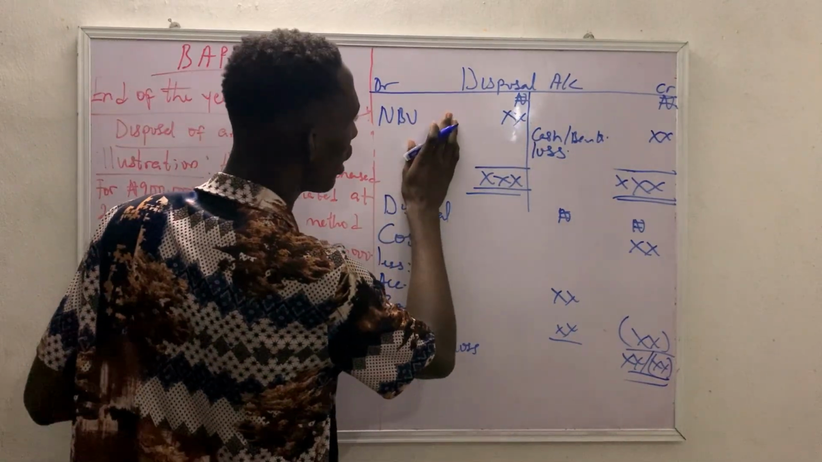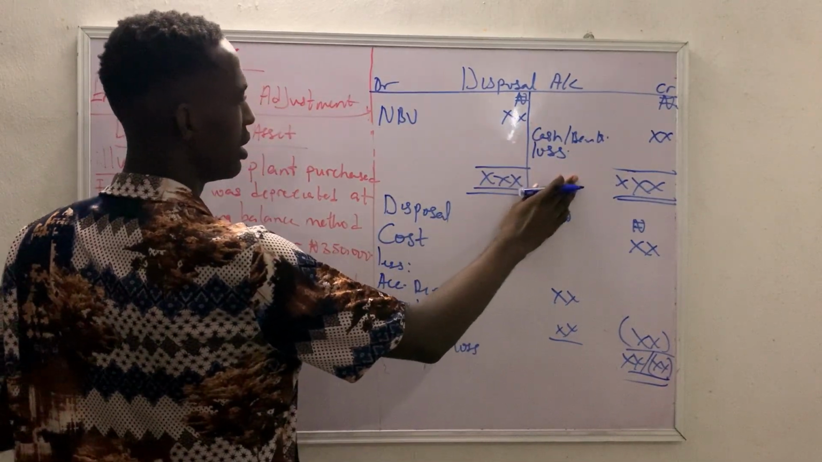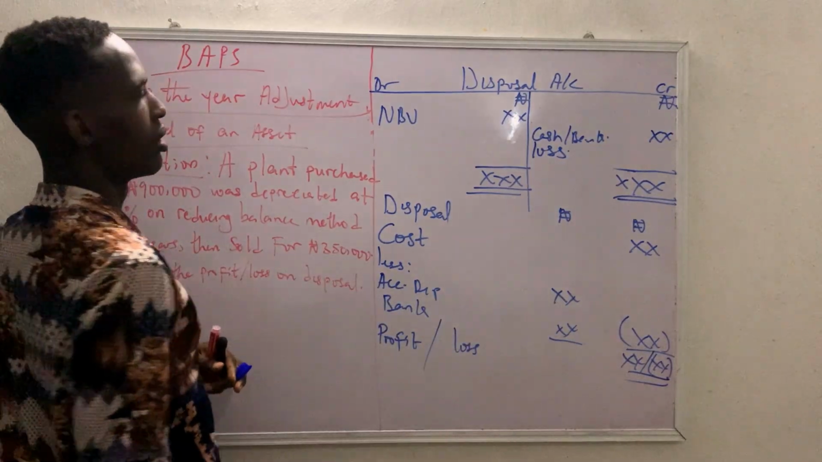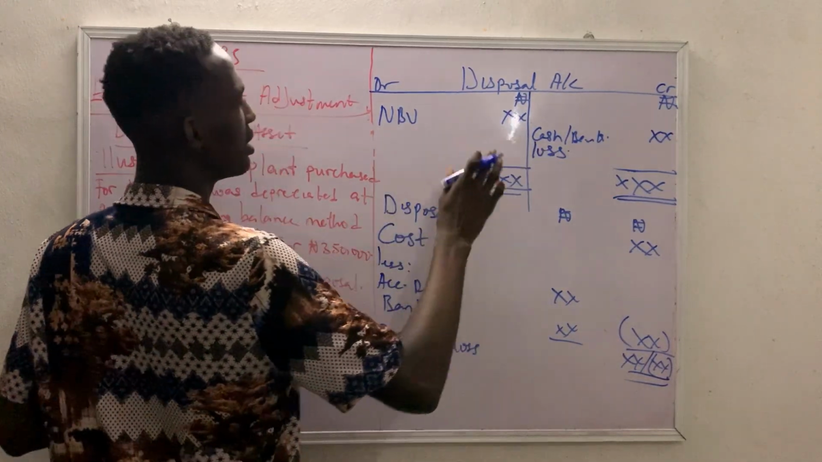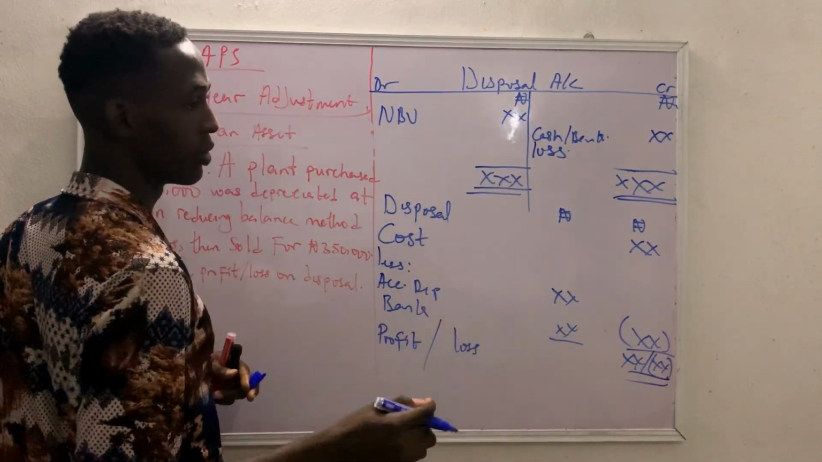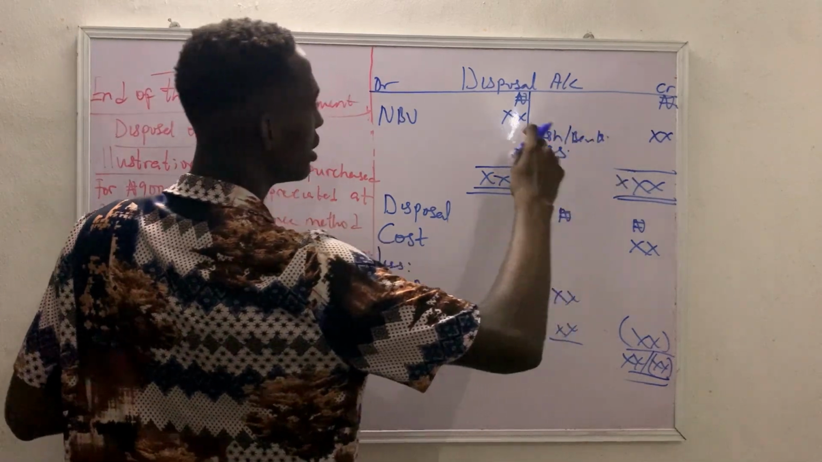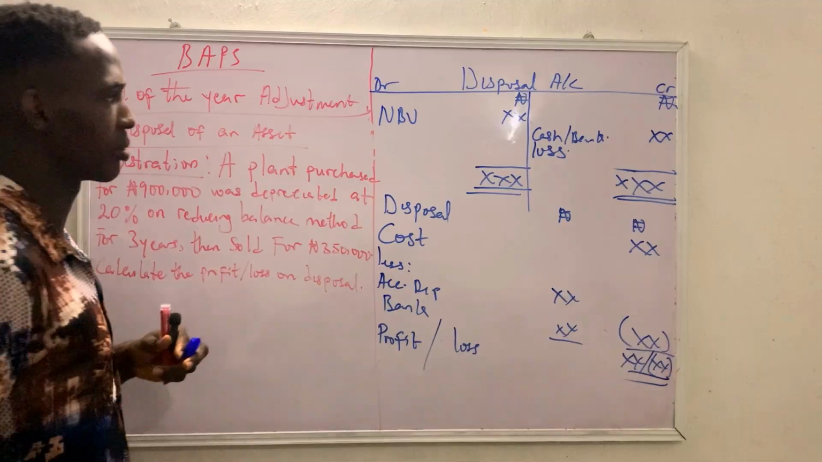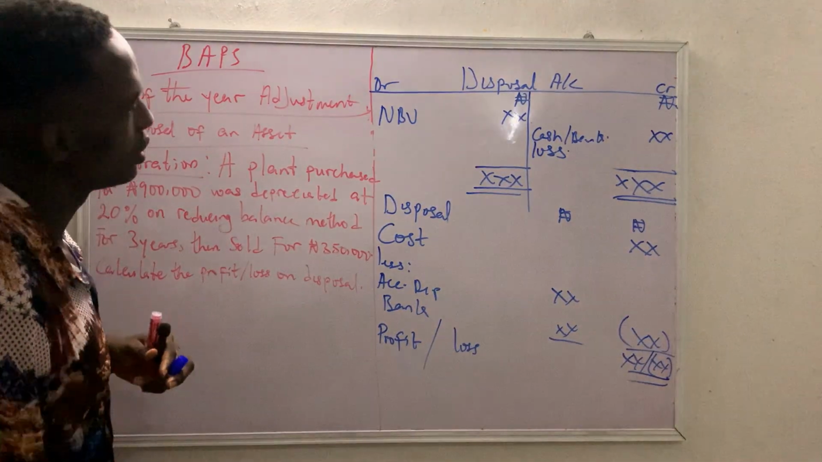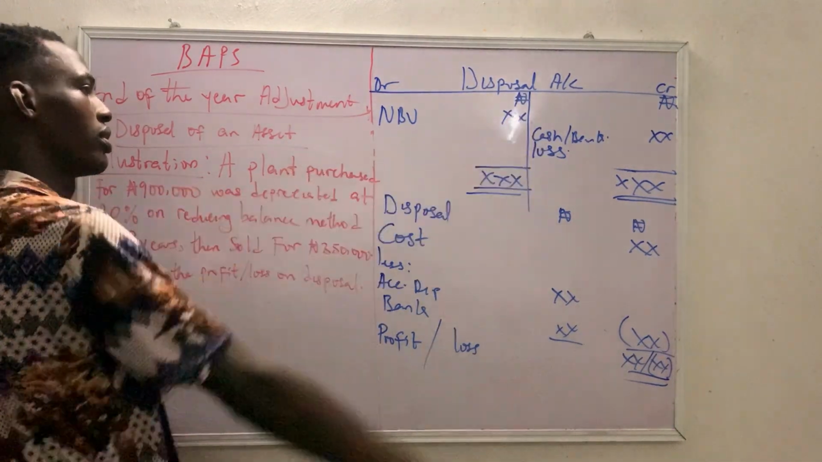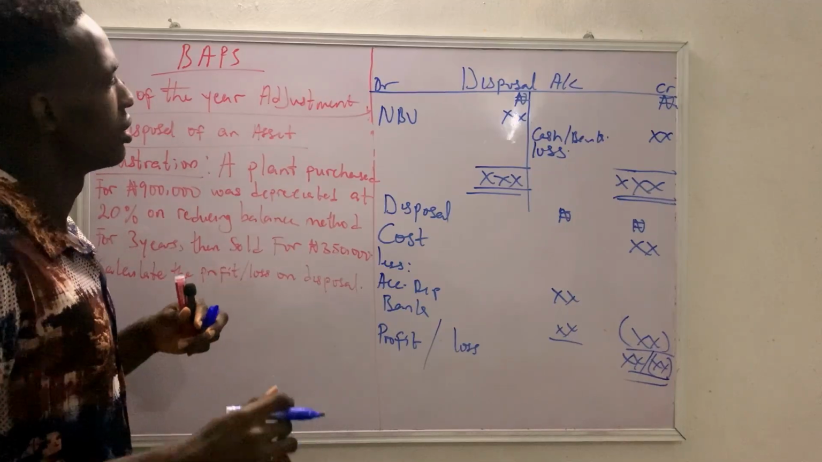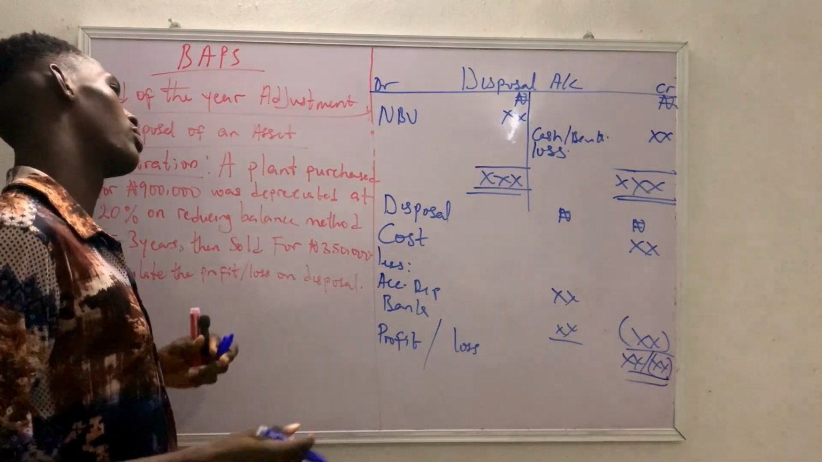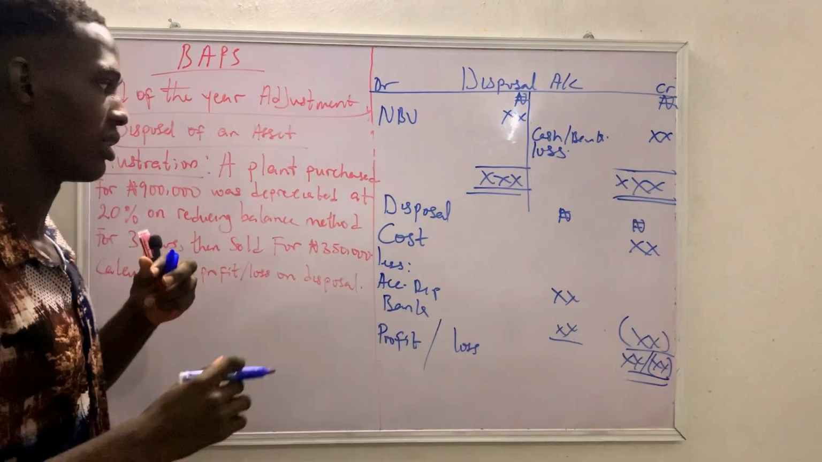So if our net book value is greater than our cash, then it is a loss. But if our net book value is less than our cash or bank proceeds, you can call this proceeds, then it is a what? It is a profit. Do you understand? Let me repeat myself. If our net book value is greater than our cash proceeds, then it is what? It is a loss. But if our cash proceeds is greater than our net book value, it is a profit.